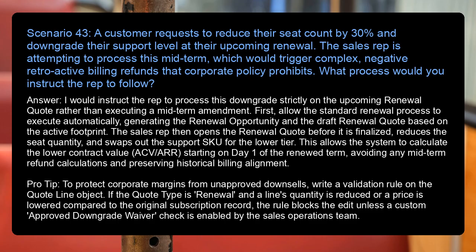midterm amendment. First, allow the standard renewal process to execute automatically, generating the renewal opportunity and the draft renewal quote based on the active footprint. The sales rep then opens the renewal quote before it is finalized, reduces the seat quantity, and swaps out the support SKU for the lower tier. This allows the system to calculate the lower contract value, ACV and ARR, starting on day 1 of the renewed term, avoiding any midterm refund calculations and preserving historical billing alignment.